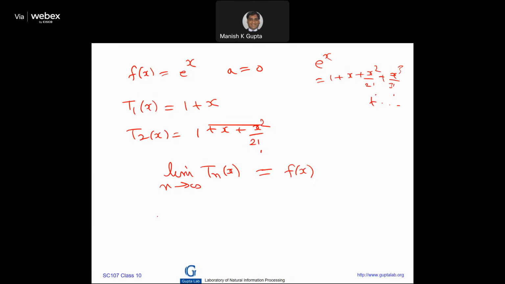So here we write down Rn of x as f of x minus Tn of x. This is known as the remainder of the Taylor series.